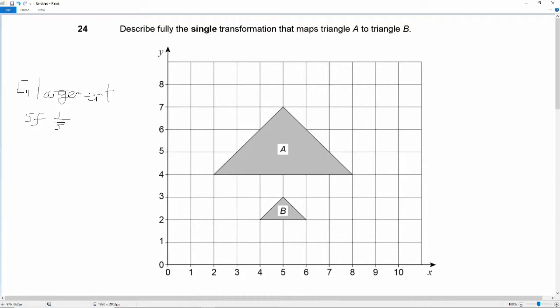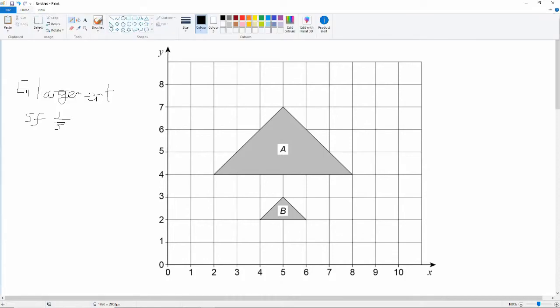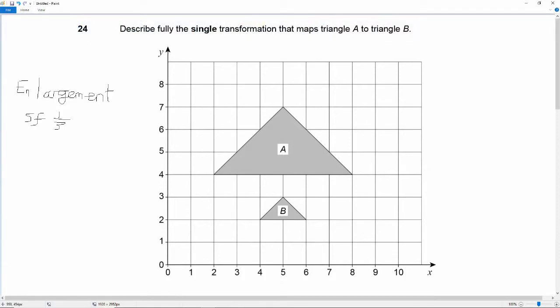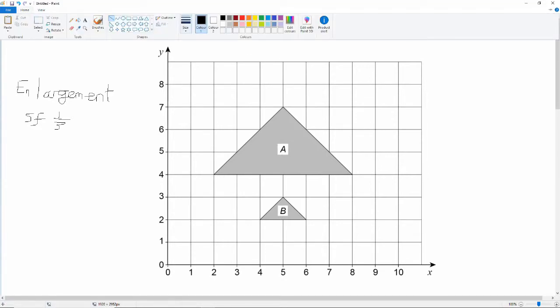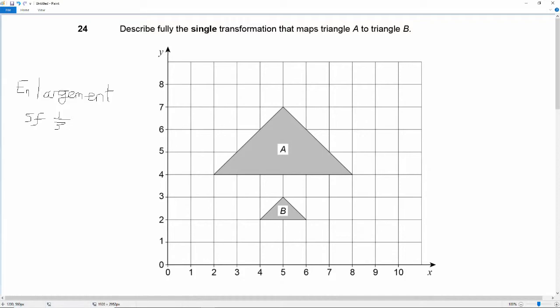Now, the next thing is to figure out where the center of the enlargement is. So it's obviously not in the center of triangle A or the center of triangle B. So what we want to do is draw some faint lines. And these won't be faint, will they? Let's make it faint. So from one apex to the other, and then we extend the line in both directions because we don't yet know where it's going.